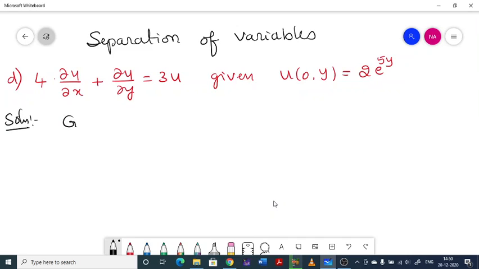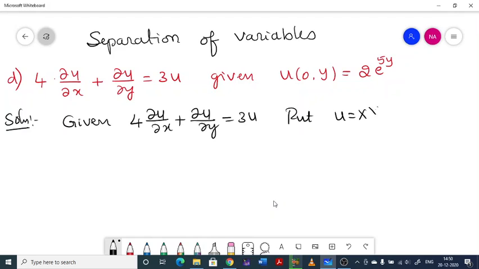Given 4 into dou u by dou x plus dou u by dou y equal to 3u. Now let us worry about this condition later. Here u is a function in x and y. Okay, here u is the dependent variable, that is a function in x and y. So I have to put u equal to capital X into capital Y, where capital X is a function in small x and capital Y is a function in small y.